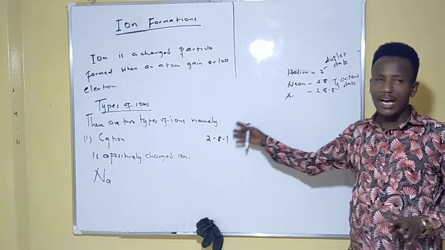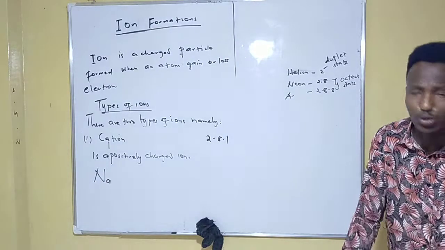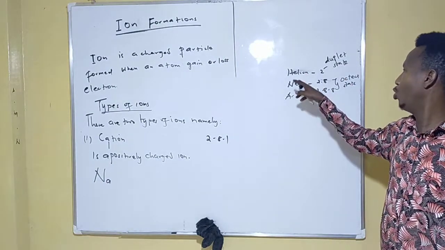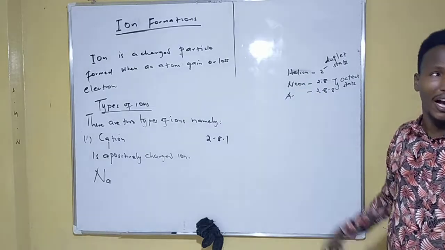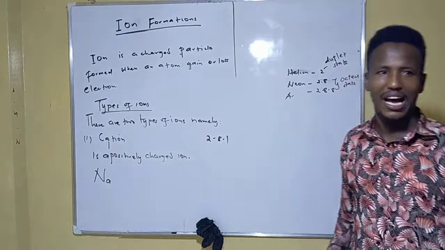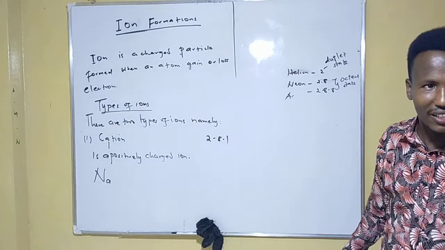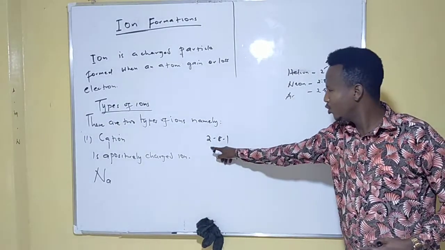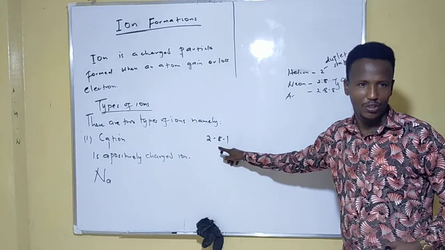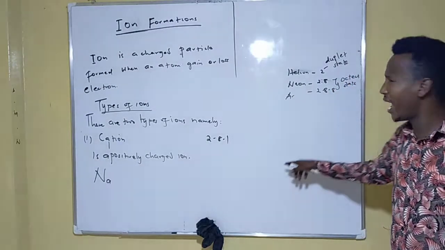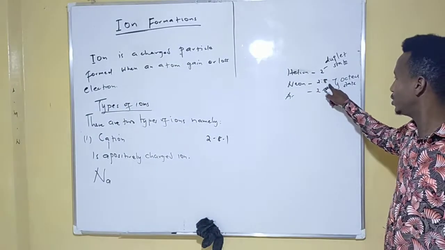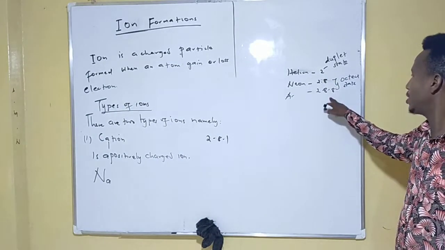So all other atoms are actually struggling to get this kind of stability: the stability of helium, or that of neon, or that of argon. Just understand. So now let's see how sodium will become stable. Will it acquire the stable state of helium, or the stable state of neon, or the stable state of argon?